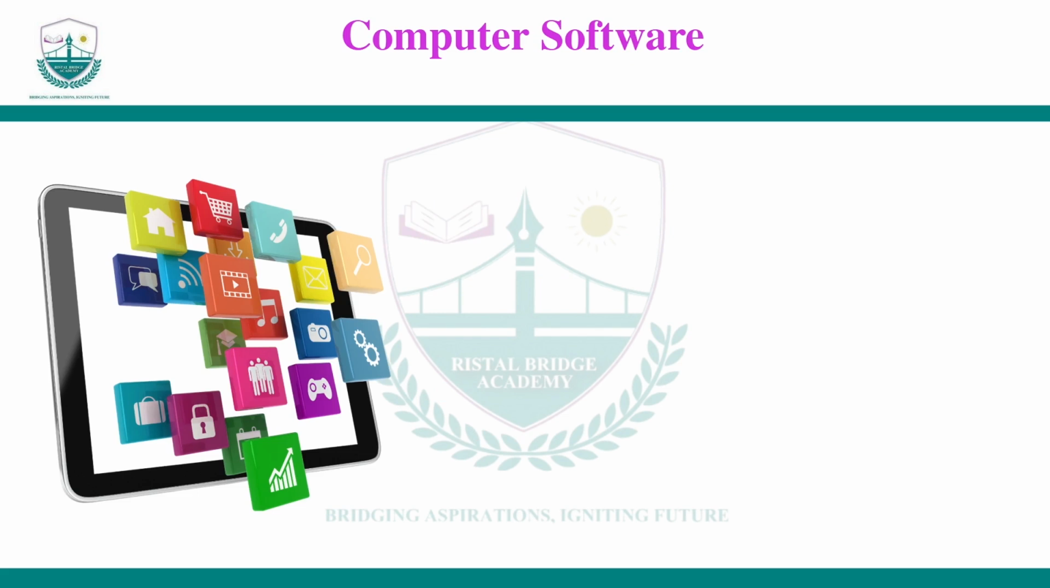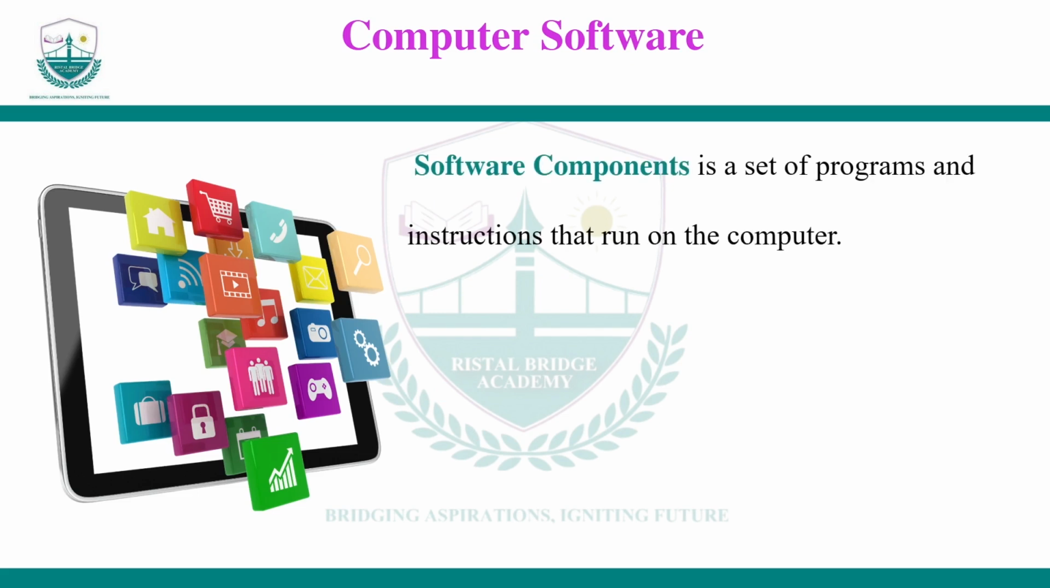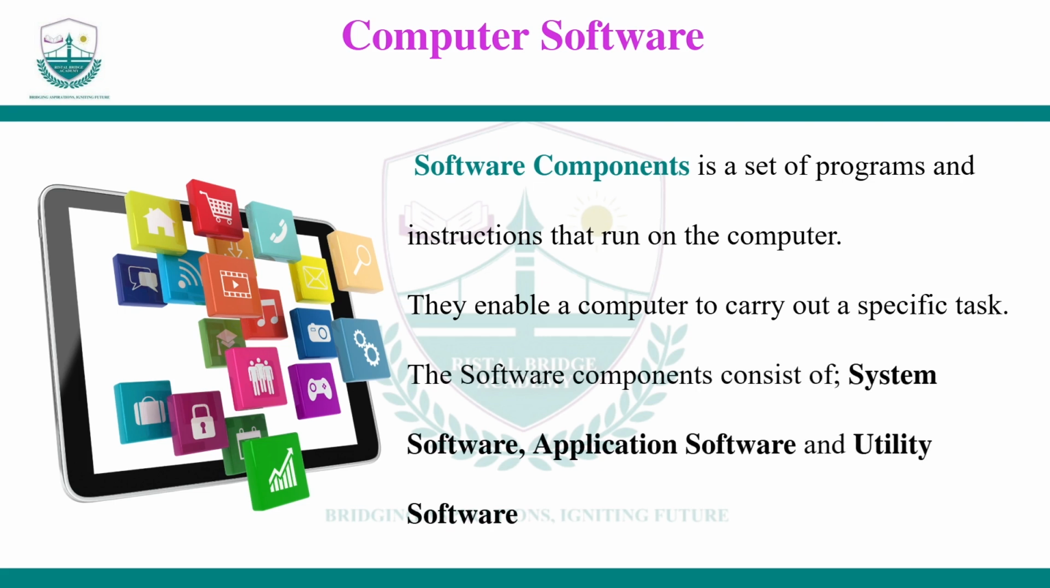Software components. What is computer software? So when we talk of the software, it is the set of programs and instructions that tell the computer hardware what to do. It allows the computer to perform specific tasks. They are divided into three main types: system software, application software, utility software. Let's look into it in detail.